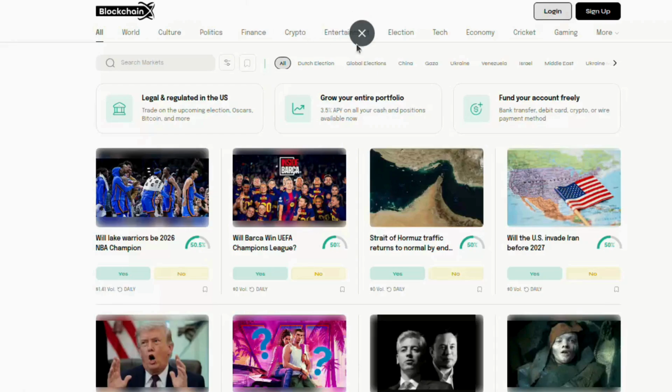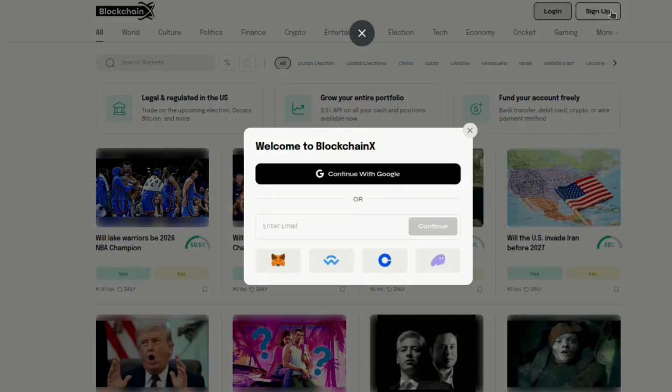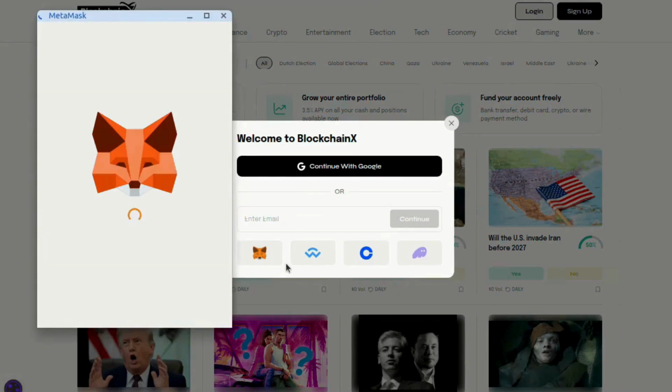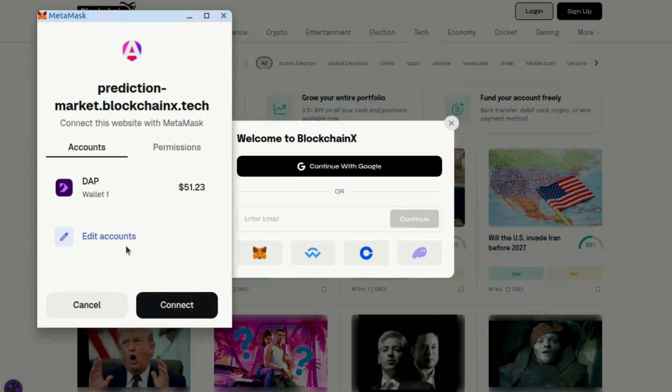User sign-up process. The user clicks on the Sign Up button to get started. Next, the user selects the option to continue using a MetaMask wallet. A MetaMask pop-up appears, prompting the user to connect their wallet. The user selects their wallet account and approves the connection.